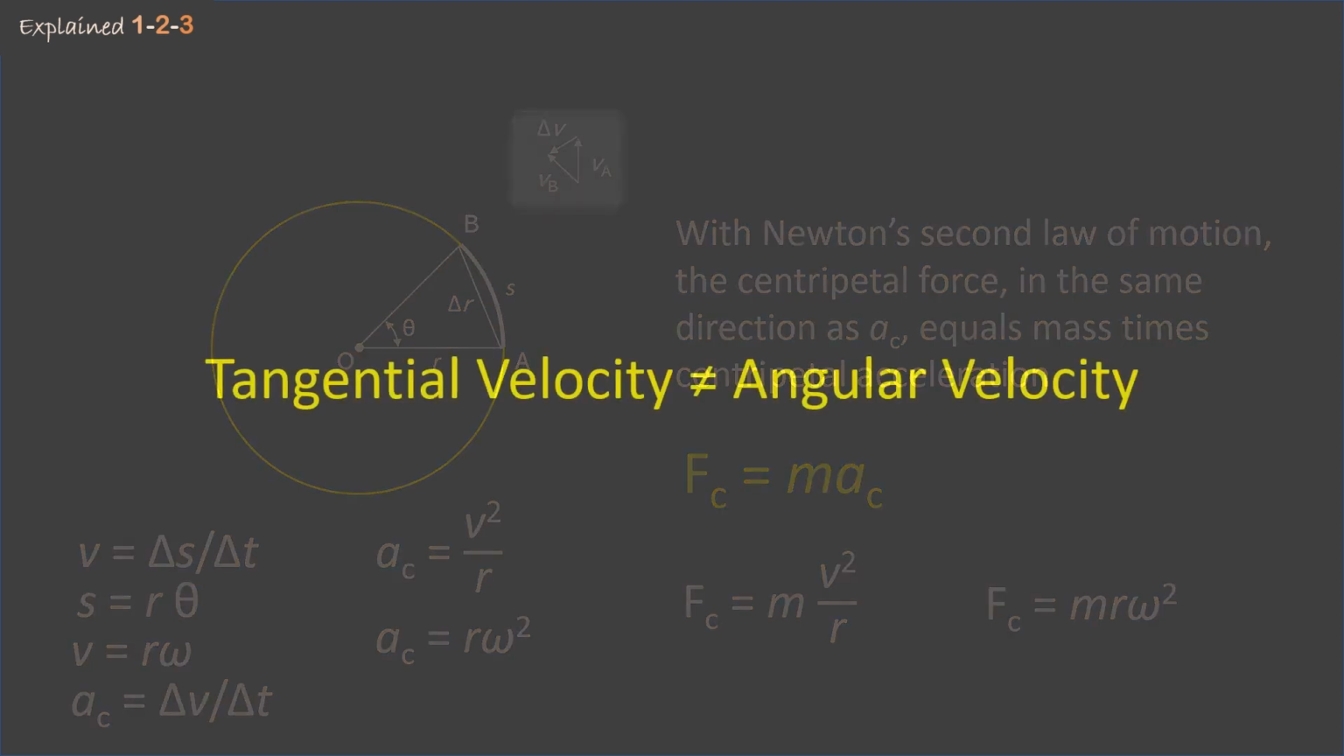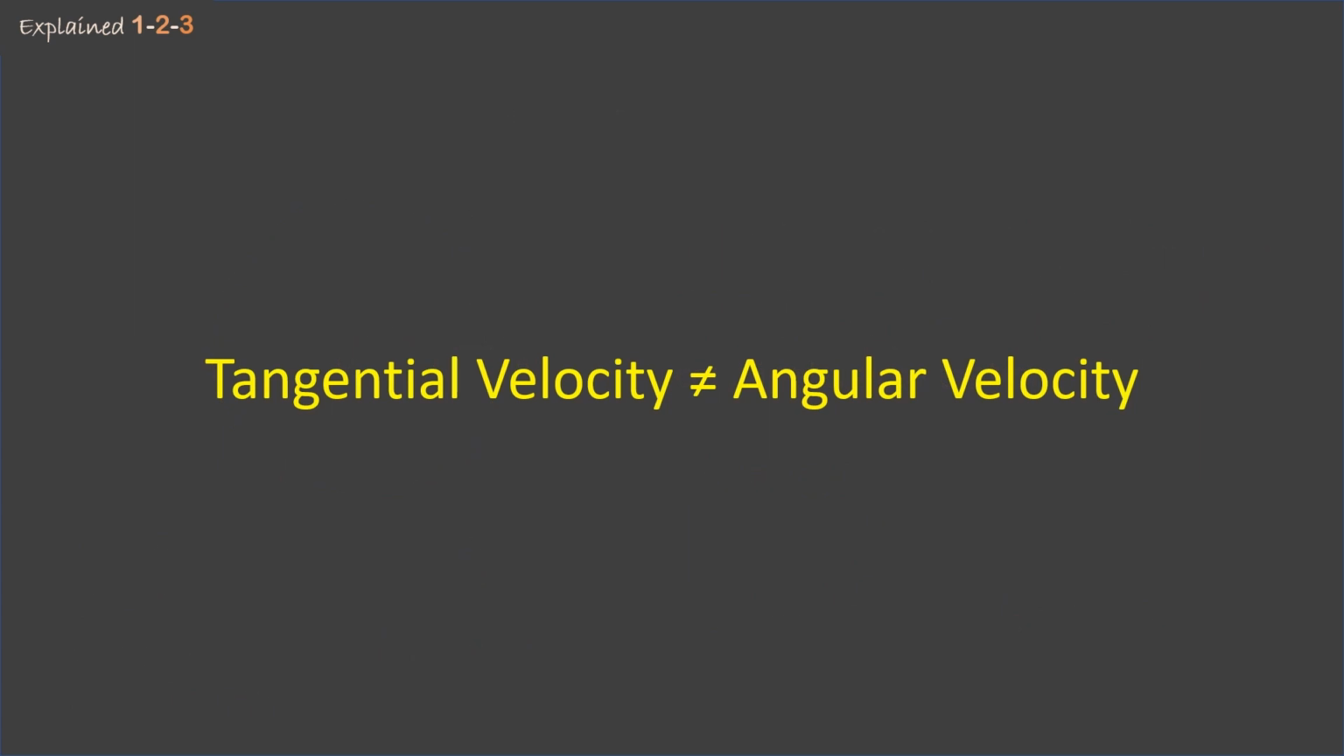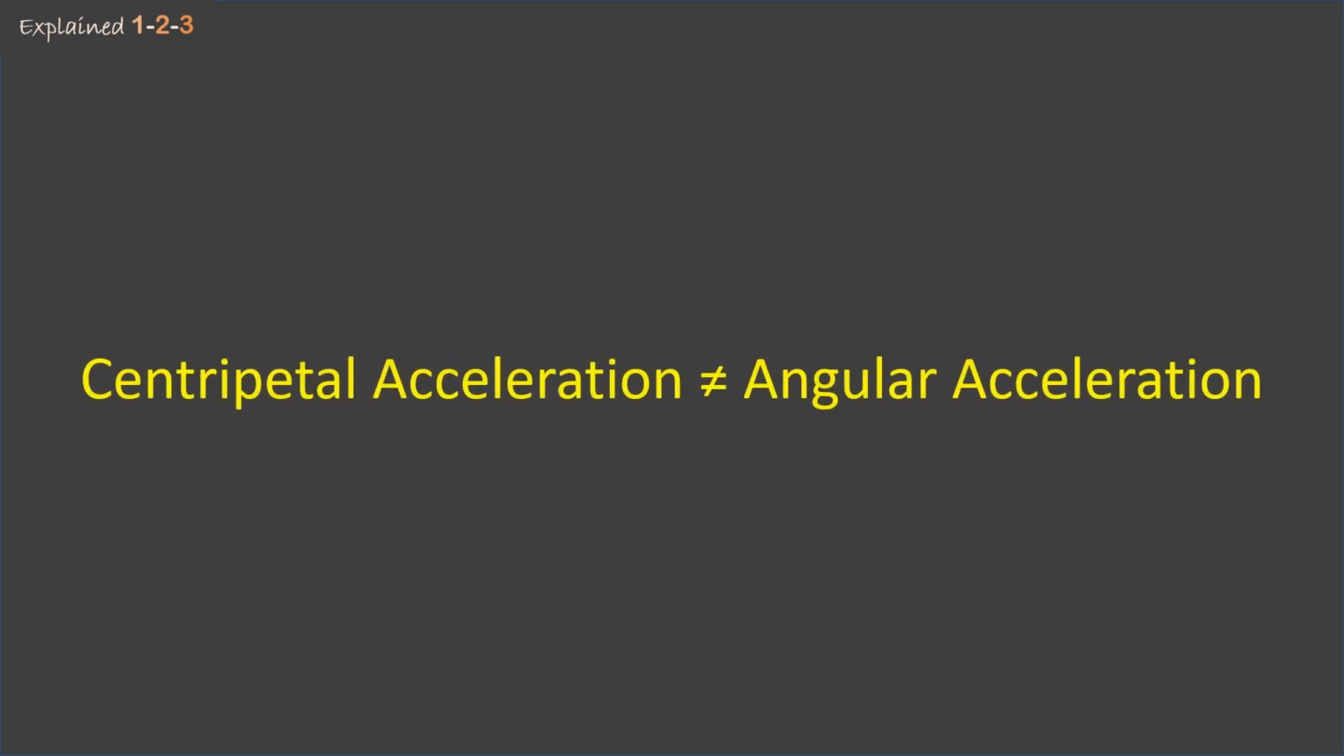It is critically important not to confuse tangential velocity with angular velocity. Both terms are associated with circular motion, but tangential velocity is actually a linear velocity at a tangent to the circular path. It is equally important not to confuse centripetal acceleration with angular acceleration. Both terms again are associated with circular motion, and centripetal acceleration is resulted from direction change of tangential velocity, while angular acceleration is from change of angular velocity.